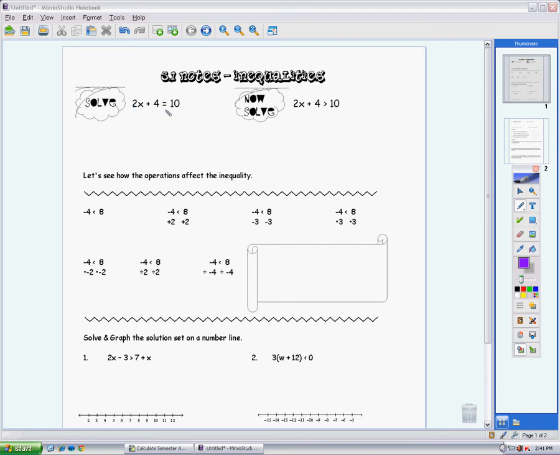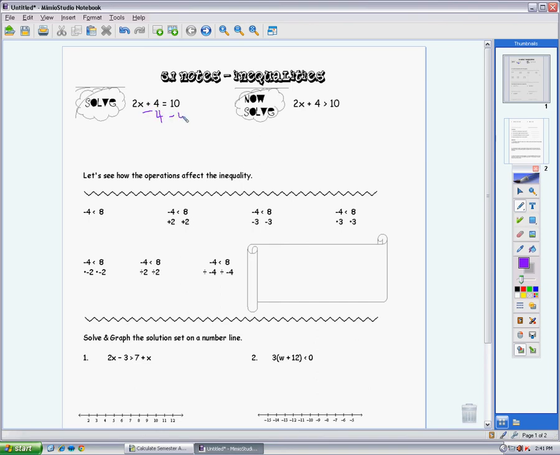2x plus 4 equals 10. And if I want to solve for x, then I need to get this term by itself. I have plus 4 added to it, so we're going to subtract 4 from both sides. And I get 2x is equal to 6. And then I have the x term by itself now. Now I need to get the variable x by itself, and I have 2 multiplied to it. So the opposite of multiplying by 2 is to divide by 2. And I get my x is equal to 3.